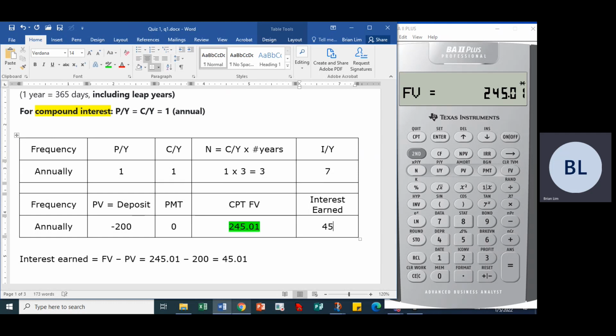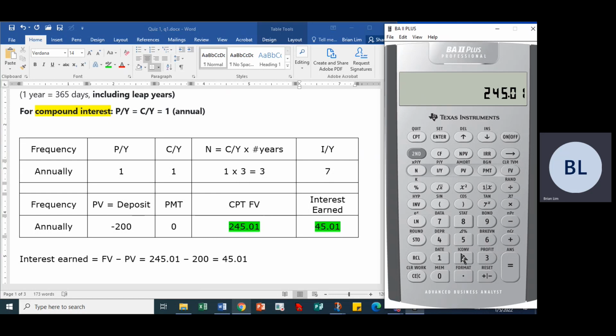Okay, so this interest earned is 45.01, and that would be the answer for the interest earned. Okay, so we can highlight it in green, and that would be the end of the question. Of course, we could have just gone here, and then we subtract. If you want, we could subtract the $200. Okay, and that would give us 45.01.